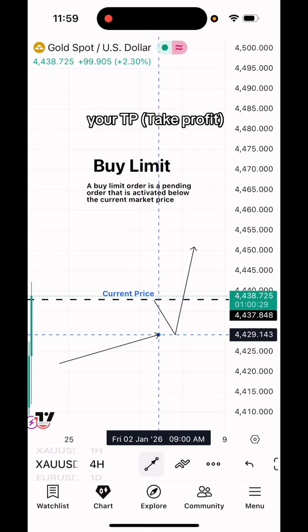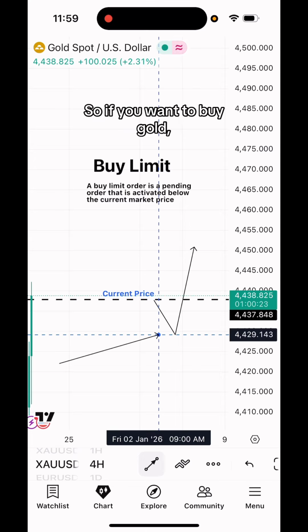You would also set your TP and your stop loss areas. Now, the point of this is to get in at a lower number. The lower, the better. So if you want to buy for gold, you want to get in at the lowest price possible. And the reason why you want to get in at the lowest price possible is because this will avoid drawdown, this will avoid you blowing your account, and you'll make more money.